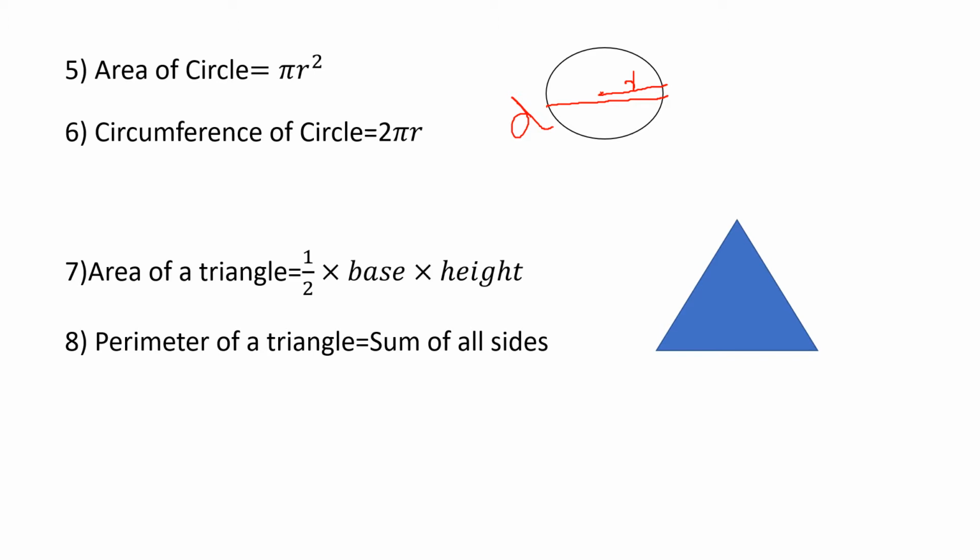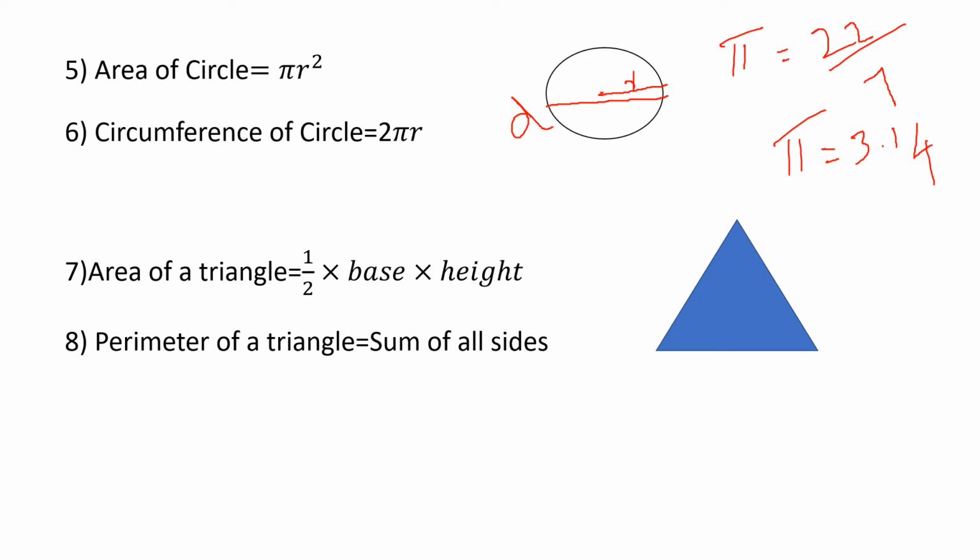So what is the value of pi, children? Last year you learned it as 22 by 7. If we write it in decimal, 3.14. So both values are correct. One we have written as a fraction; if we convert into decimal, we write it as 3.14. So r means what? Radius. So what is the area of a circle? Pi r square.